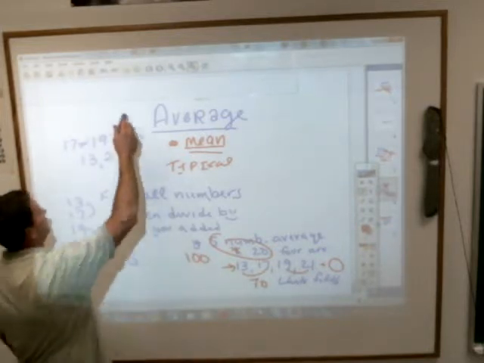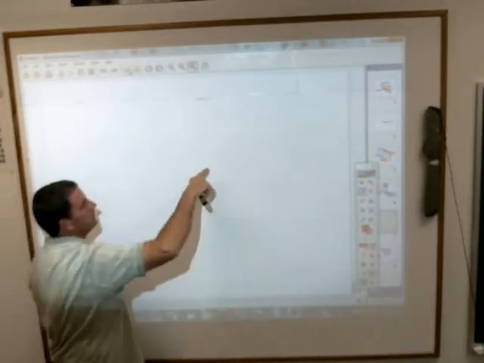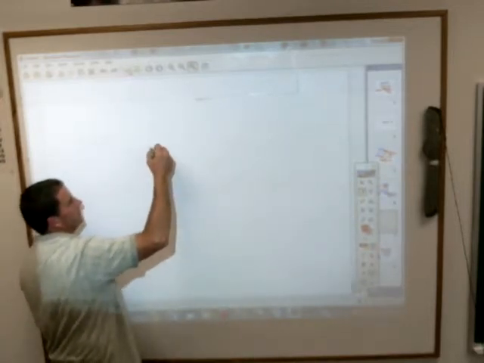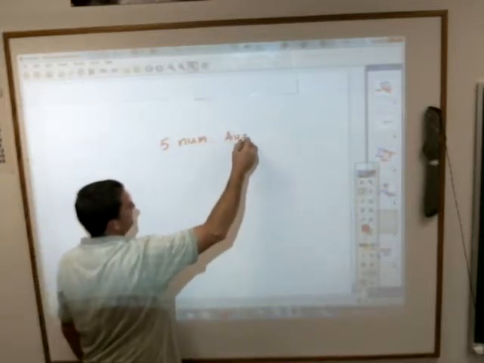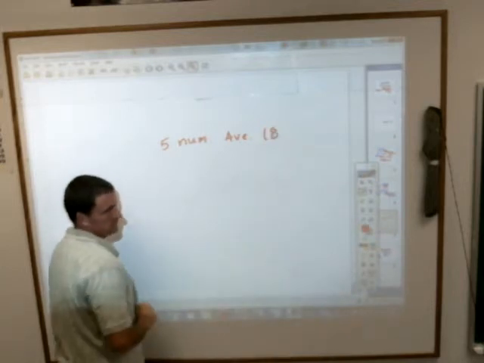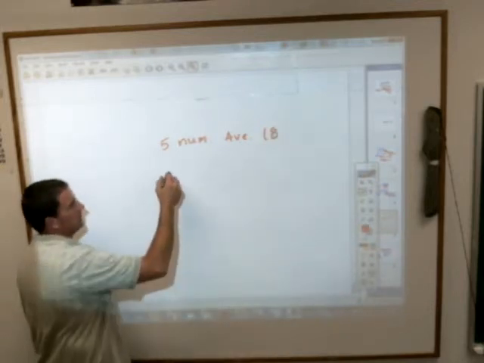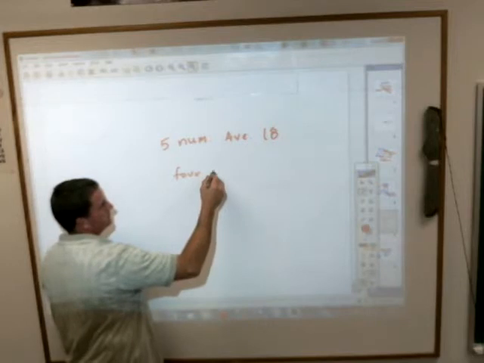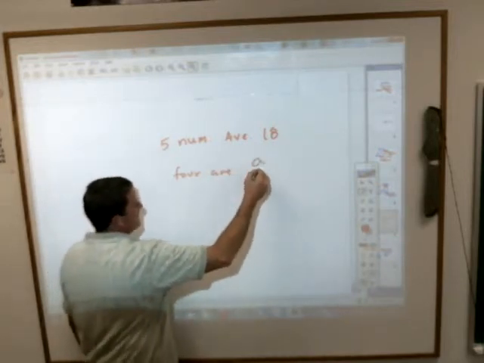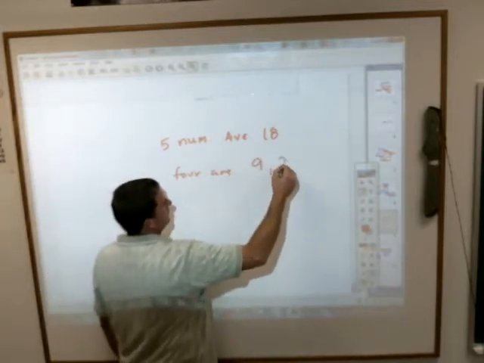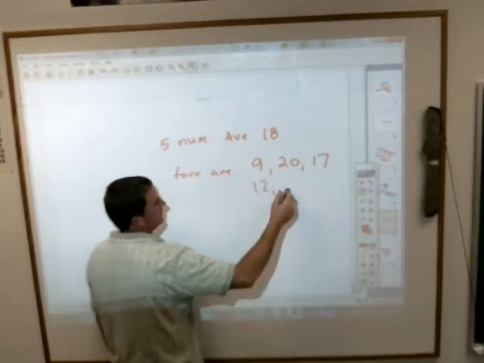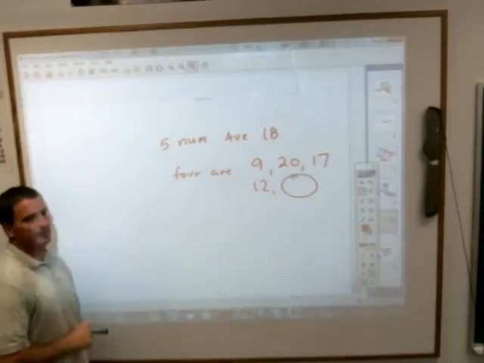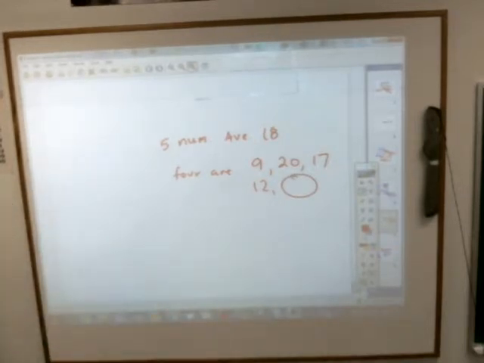So let me throw another one at you. Let's do the 5 number thing again, I'll let you figure it out. Your 5 numbers average 18. 5 numbers average 18. 4 of the numbers are 9, 20, 17, and 12. What does that fifth number have to be? You with me, Zach?